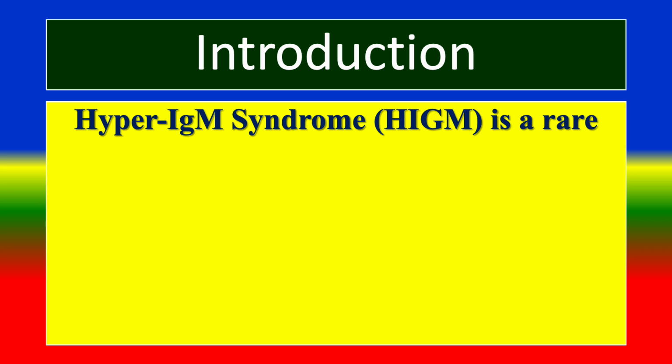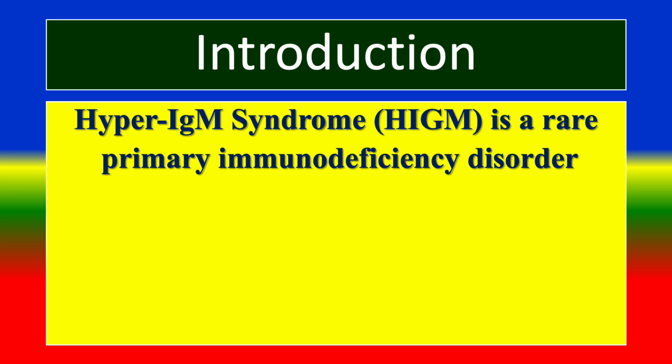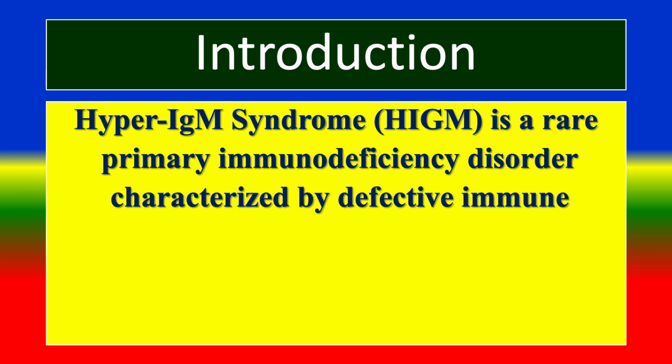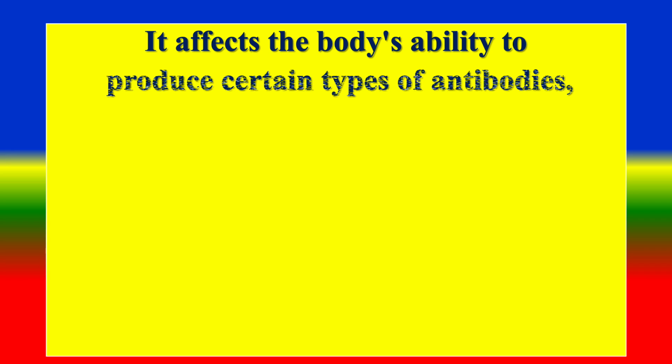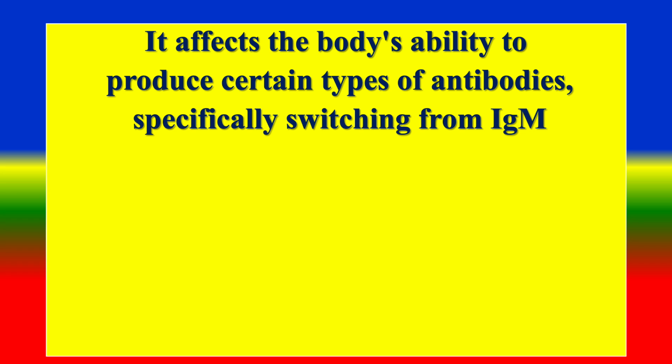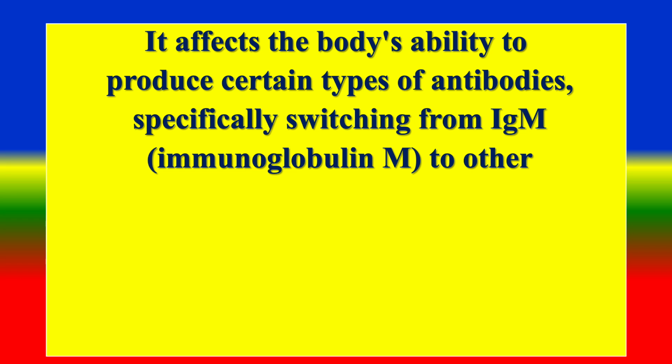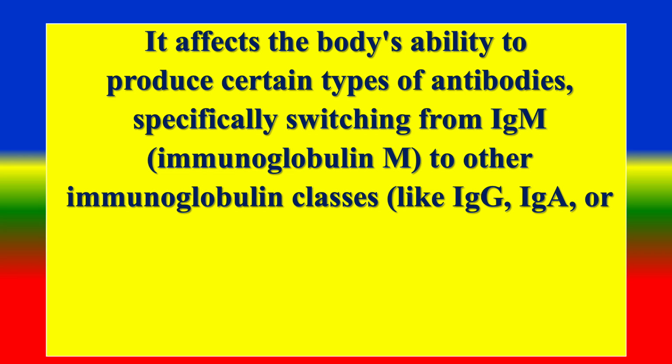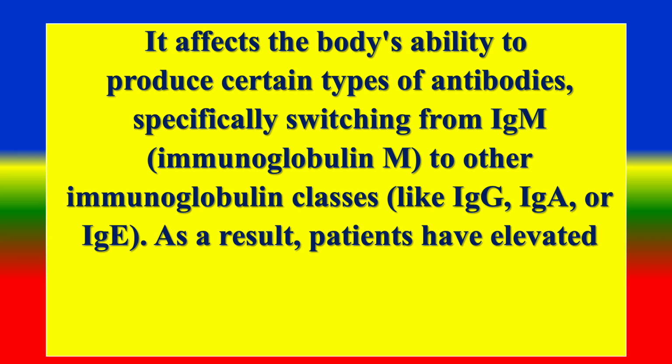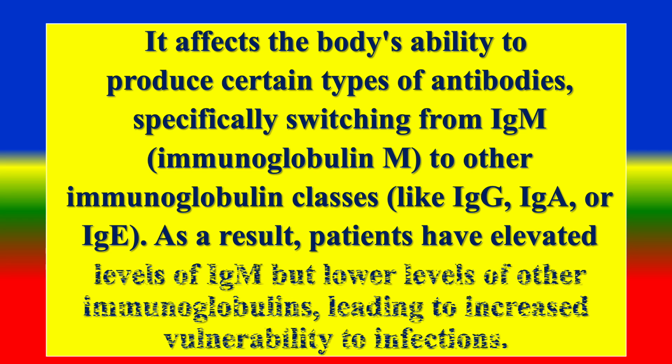Hyper IgM syndrome is a rare primary immunodeficiency disorder characterized by a defective immune response. It affects the body's ability to produce certain types of antibodies, specifically switching from IgM (immunoglobulin M) to other immunoglobulin classes. As a result, patients have elevated levels of IgM but lower levels of other immunoglobulins, leading to increased vulnerability to infections.